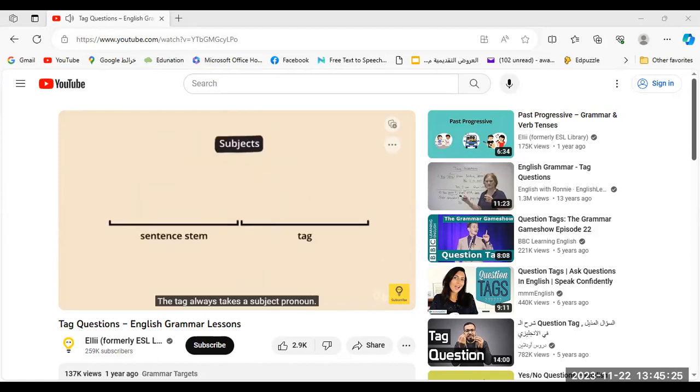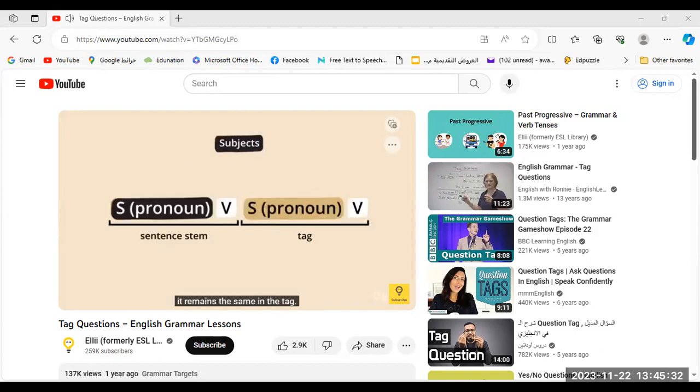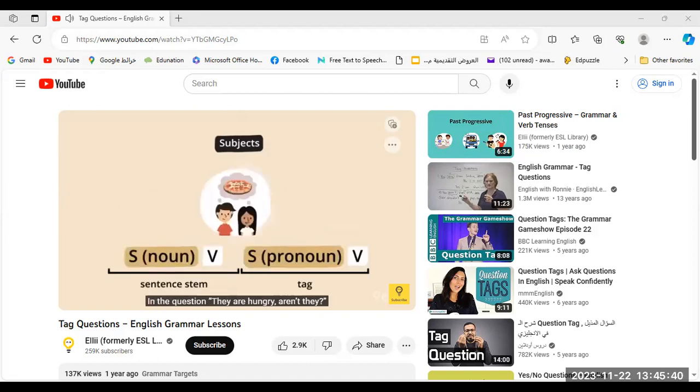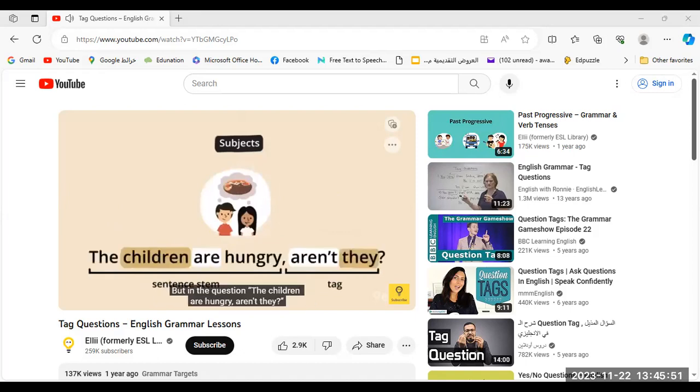The tag always takes a subject pronoun. If the subject in the sentence stem of the question is a pronoun, it remains the same in the tag. If the subject in the stem is a noun, it becomes a pronoun in the tag. For example, in the question, "They are hungry, aren't they?" the subject of the stem is they, so the subject of the tag doesn't change. But in the question, "The children are hungry, aren't they?" the subject of the stem is children, so the subject of the tag changes to they.